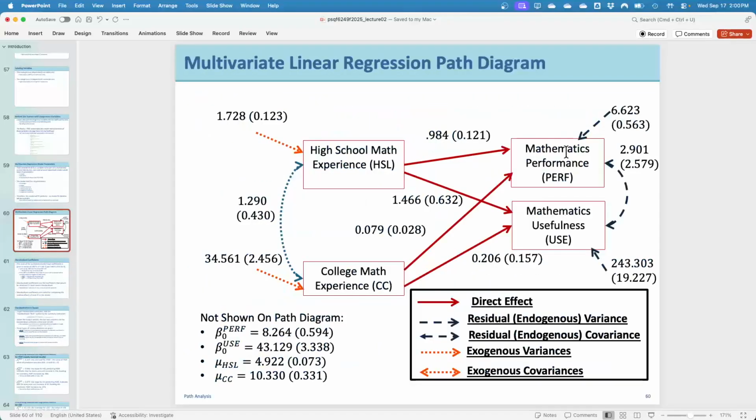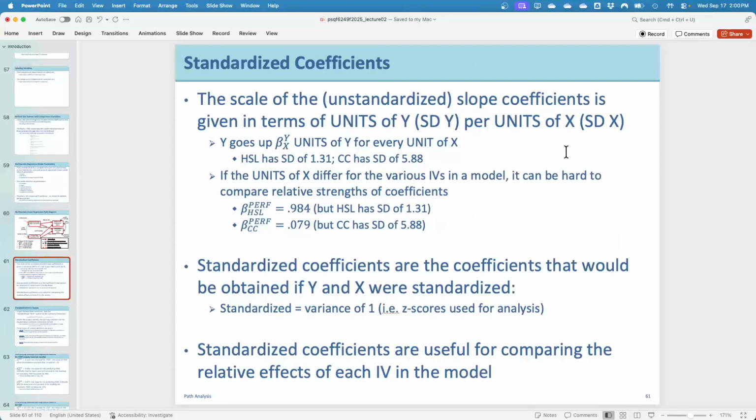Where the distinction came in was, oh wait, this is one more class, this is one more credit hour. There are different scales, right? So to try to make this more understandable, we rescale them, right? We take the units off, is another way of putting it.